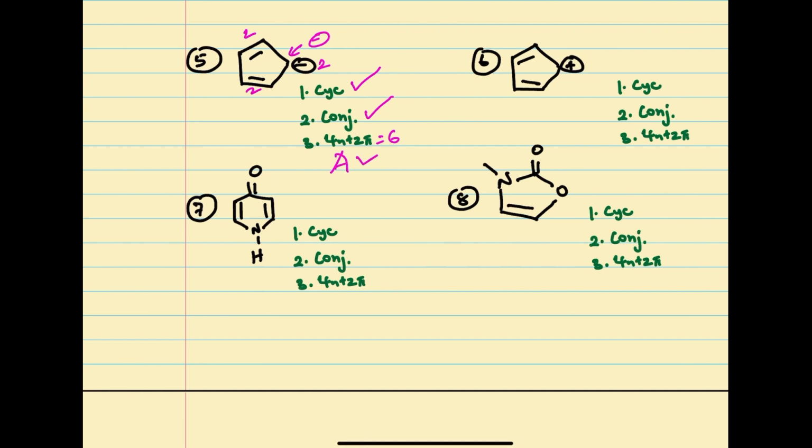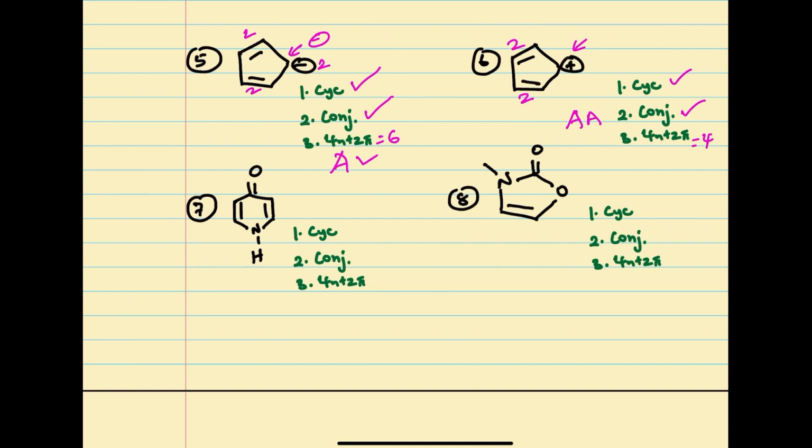Number 6, cyclic, yes. Fully conjugated, yes, because that positive charge is on an empty p orbital. And because of that, you have a complete overlap of p orbitals, and therefore all the electrons are delocalized, but we only have a total of 4 electrons. And because they are 4, that one satisfies the anti-aromatic 4n pi electrons. So that's an anti-aromatic structure.